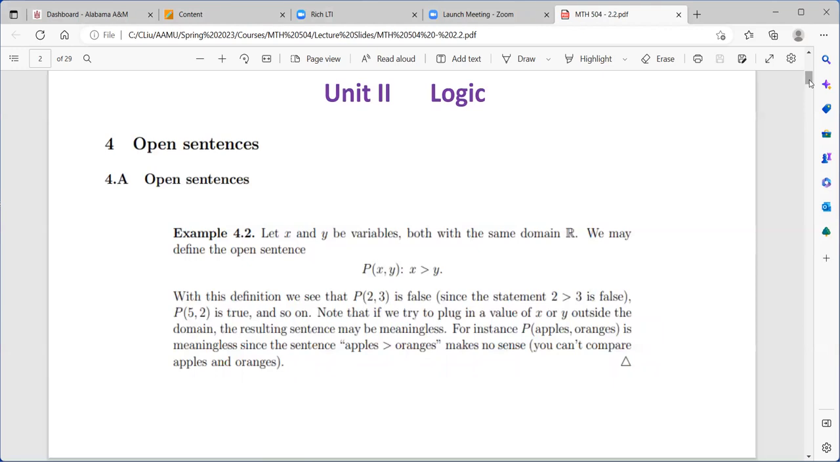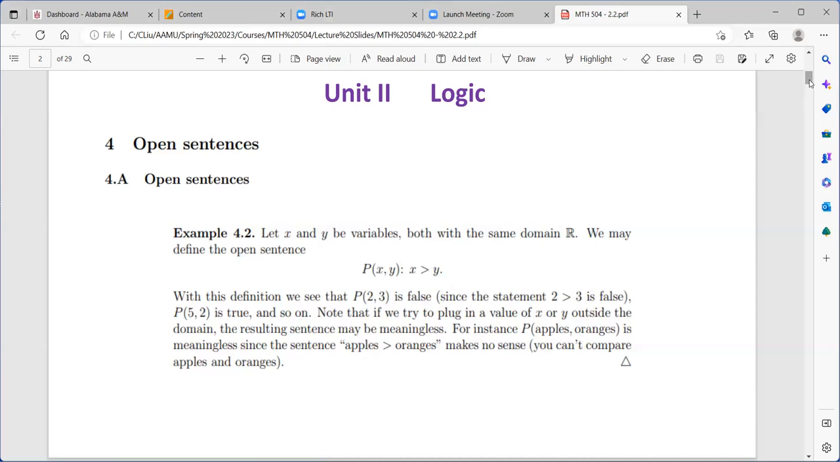In this example, let x and y be variables, so they can be changed. You don't know what they are if you just write x and y. And they're both real numbers. Then you can define an open sentence p of x and y as x greater than y. So this open sentence p of x, y is the same as x greater than y. It's not a statement because we have two variables, x and y, that are not assigned any value.